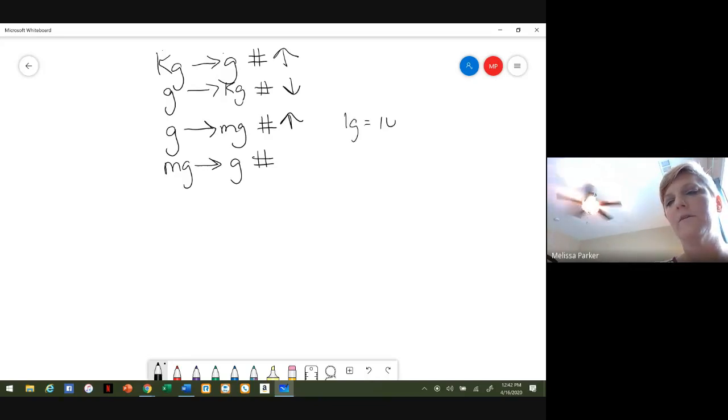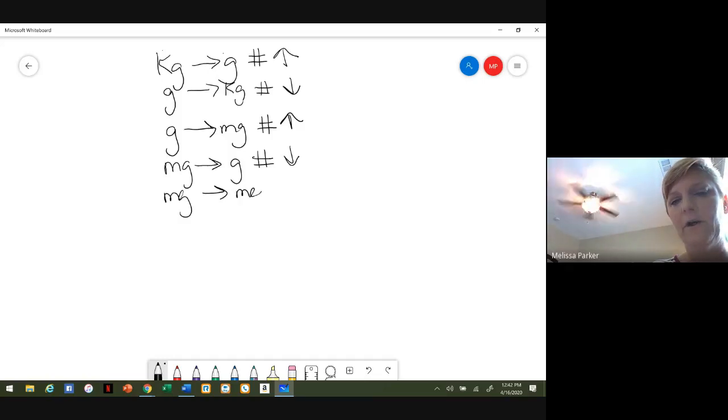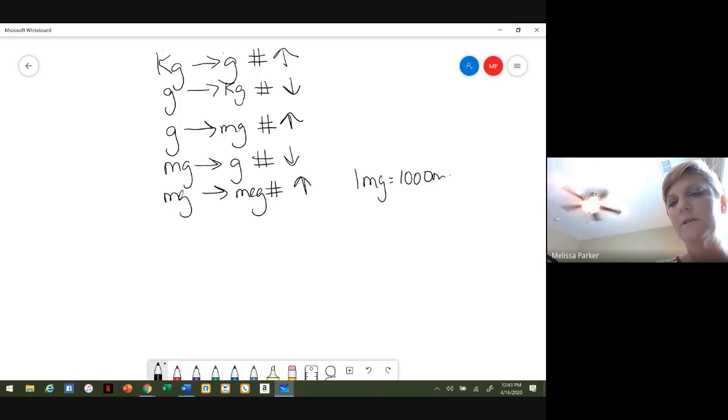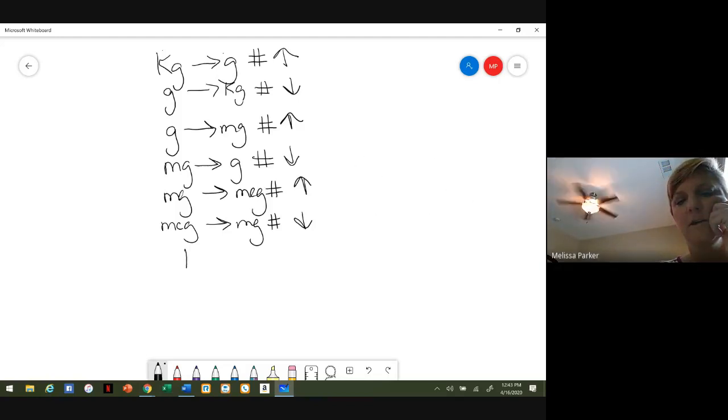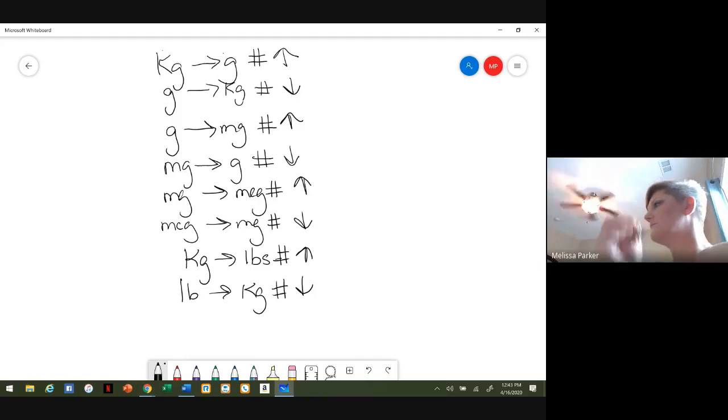Because for 1 gram, there's 1,000 milligrams. So if I'm going from milligrams to grams, the number should be smaller. Then if I'm going from milligrams to micrograms, the number should get bigger again, because 1 milligram is equal to 1,000 micrograms. And if I'm going from micrograms to milligrams, the number should get smaller. If I'm going from kilograms to pounds, the number should get bigger. If I'm going from pounds to kilograms, the number gets smaller.